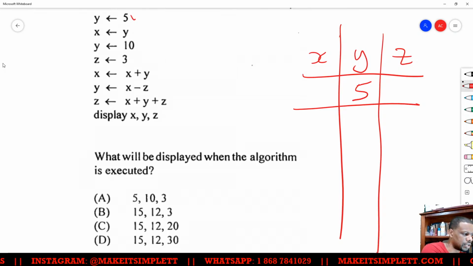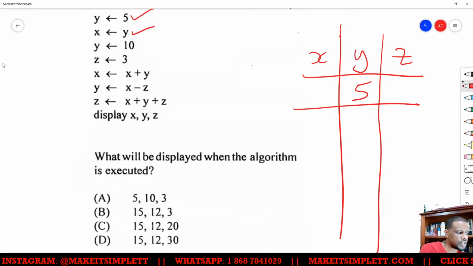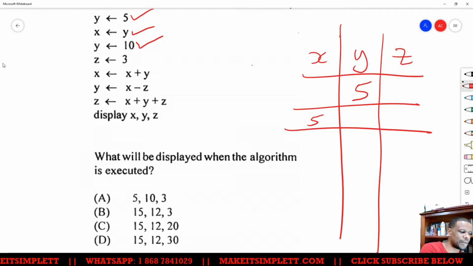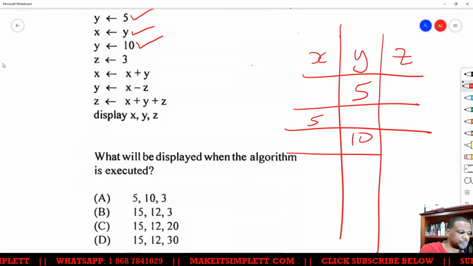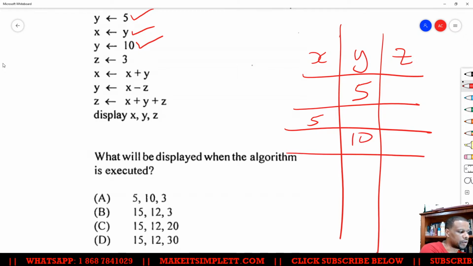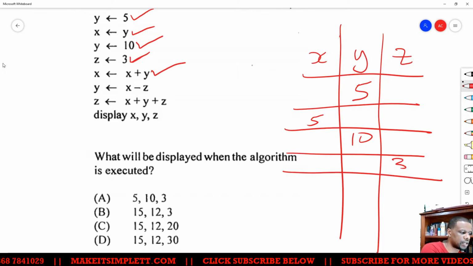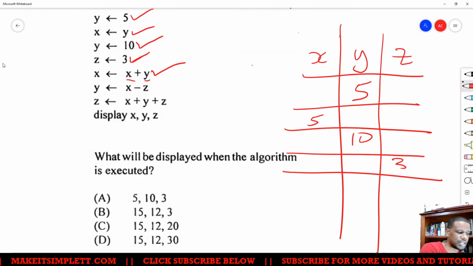So we deal with the next line now. Take what is in y and put it in x. So then we put 5 inside x. Now we have to deal with this line. Take 10 and put it inside y, so y becomes 10. Then take the 3 and put it inside z, so z becomes 3. Now we reach this part, which is: take what is in x and y and add them and store it in x.